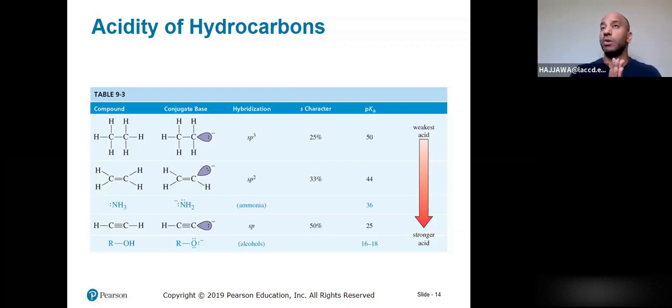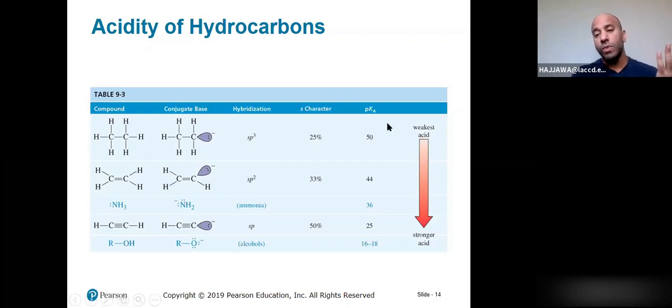As we mentioned previously, the more S character the carbon has, the closer the shared electrons are to that carbon's nucleus, and that makes the hydrogen loosely attached, easier for the base to abstract. And that's the reason behind the pKa being lower for the alkyne hydrogen, compared to the alkene, compared to the alkane hydrogens. So that's important to keep in mind.